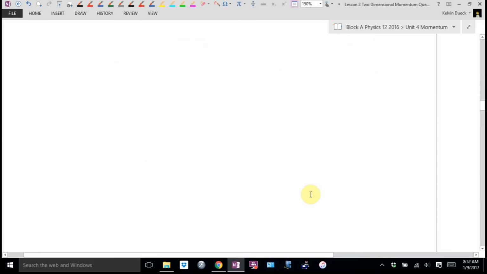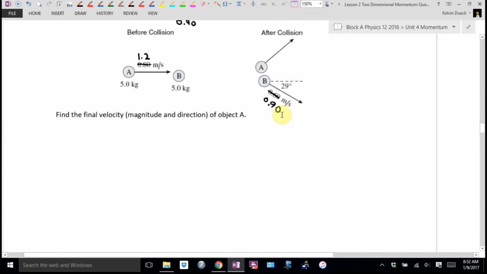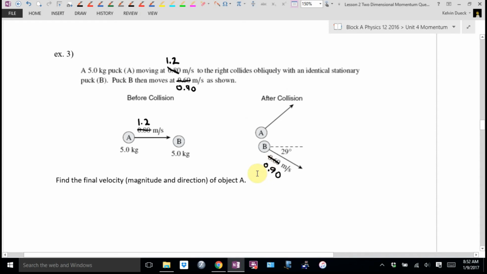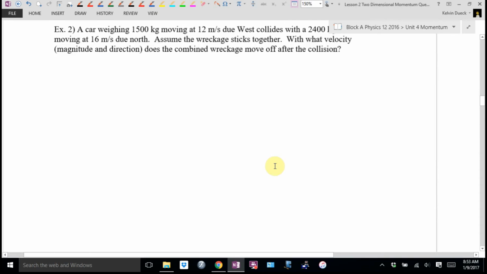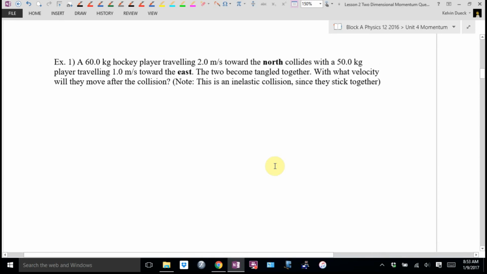Or if you see pictures like this where you know, hey, there's definitely angles here. This is what we're going to get to eventually. But let's start out here. It says this. A hockey player traveling towards the north collides. There is a collision. This is a job for conservation of momentum. With a hockey player traveling towards the east, the two become tangled together, inelastic. With what velocity will they move off after the collision?